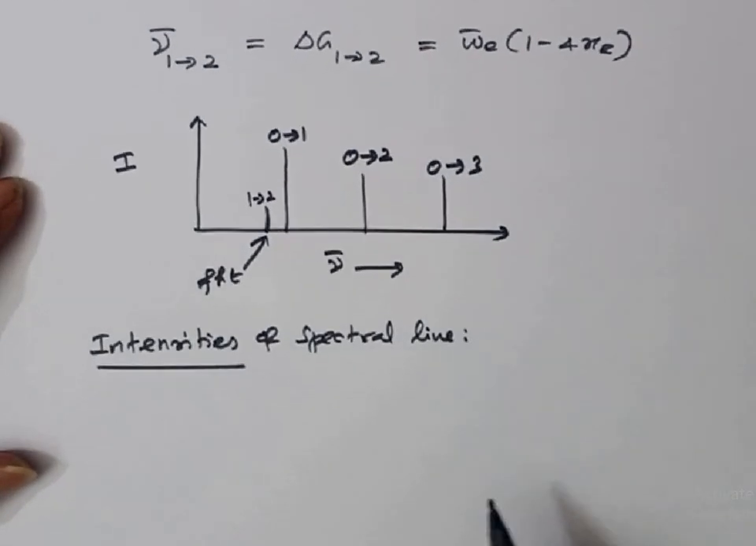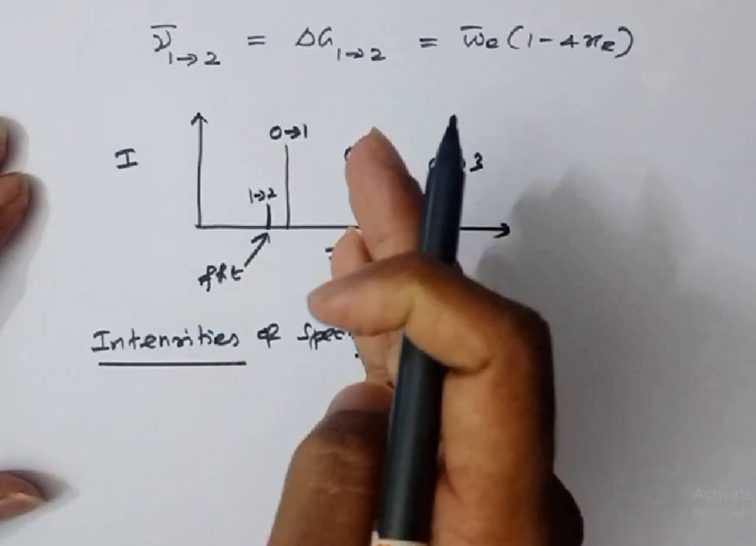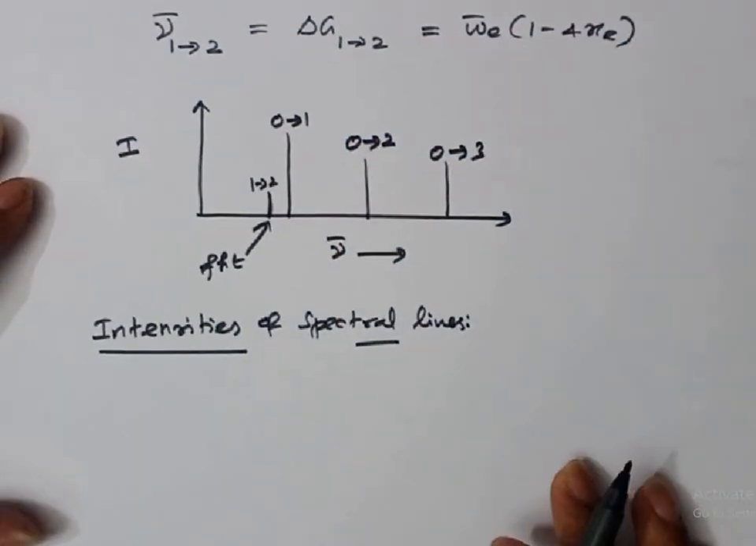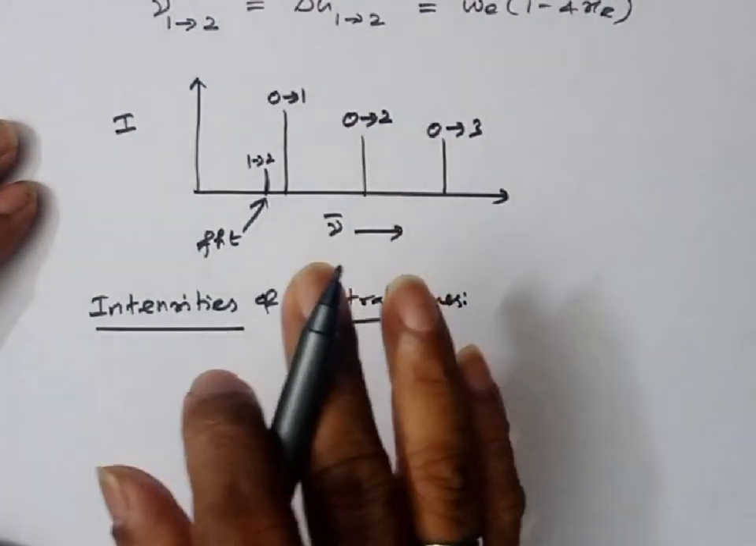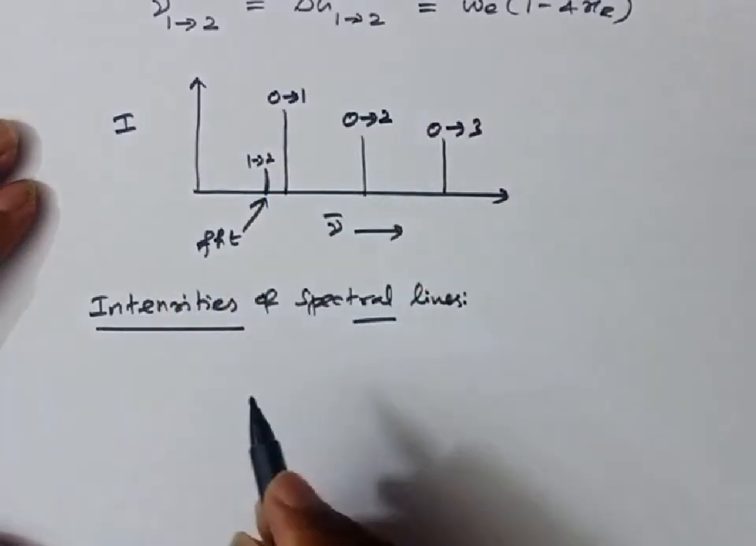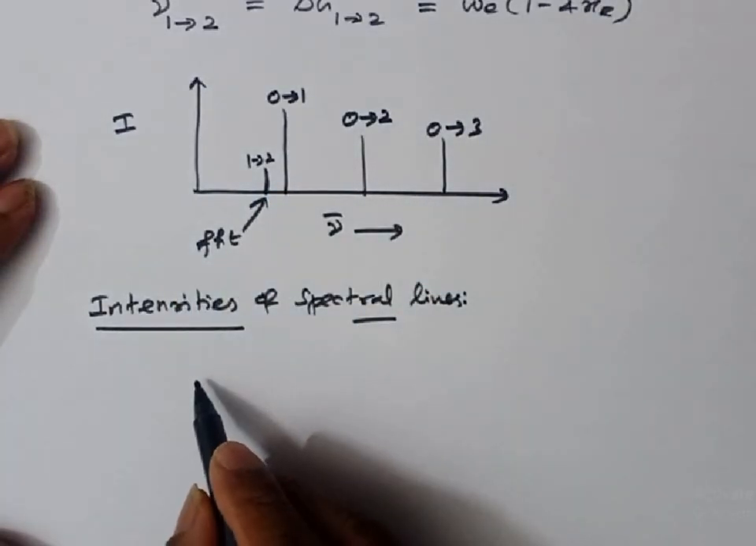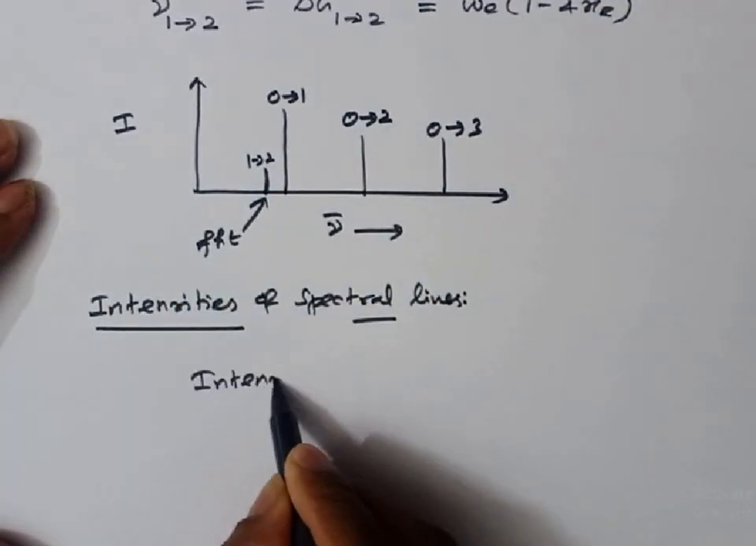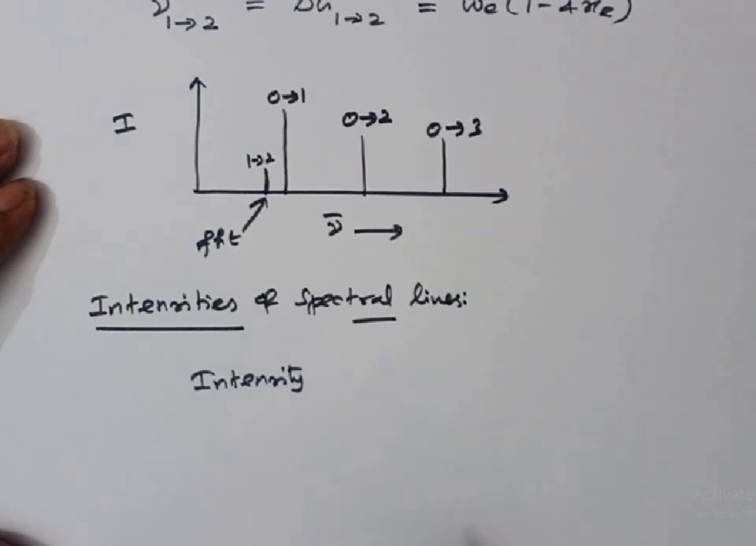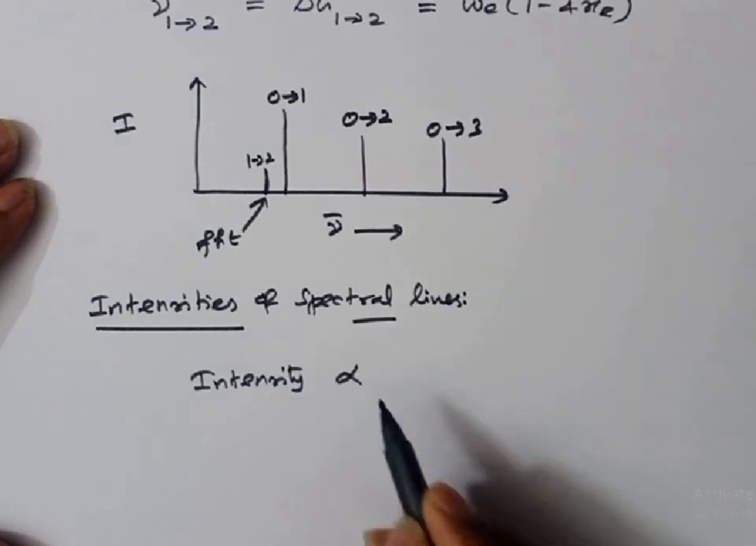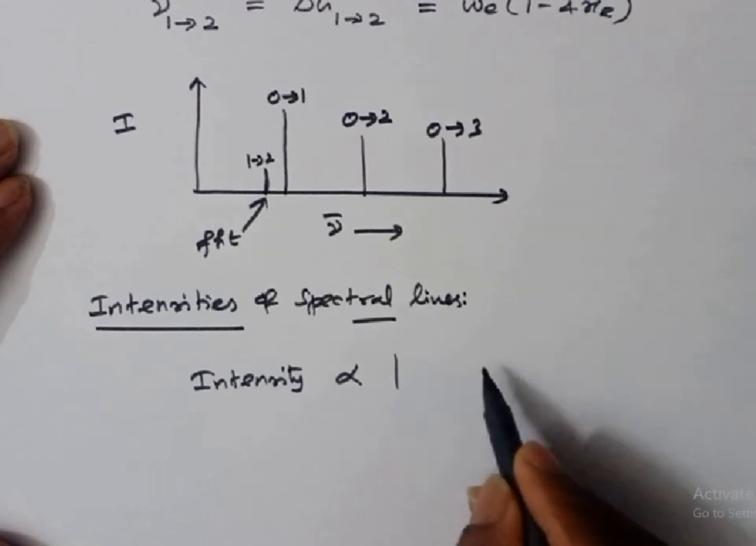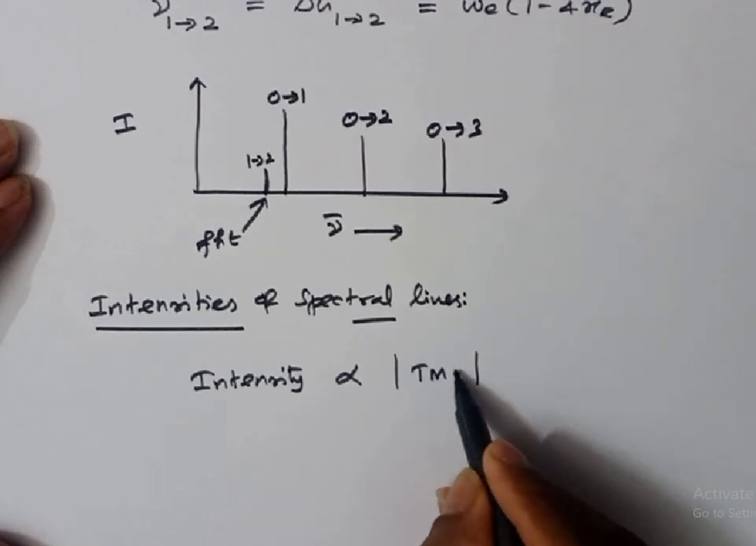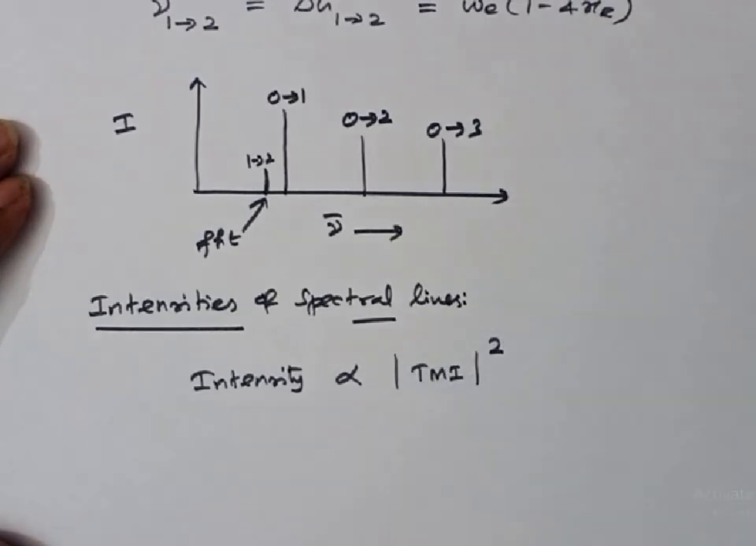Intensities of spectral lines. Which line is more intense? Which line is less intense? Intensity of vibrational spectral lines. In the case of vibrational spectrum, intensity is directly proportional to the square of the modulus of the transition moment integral.